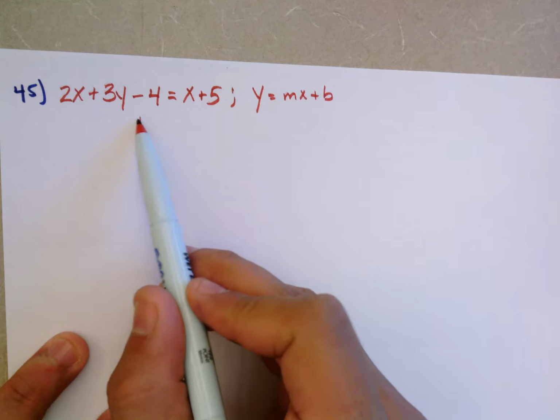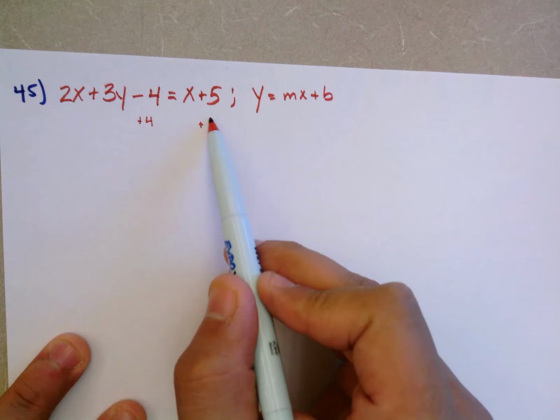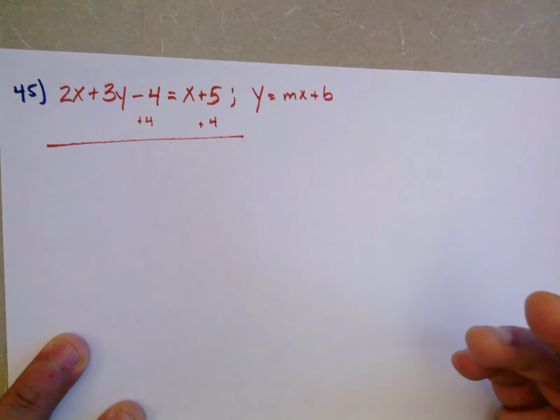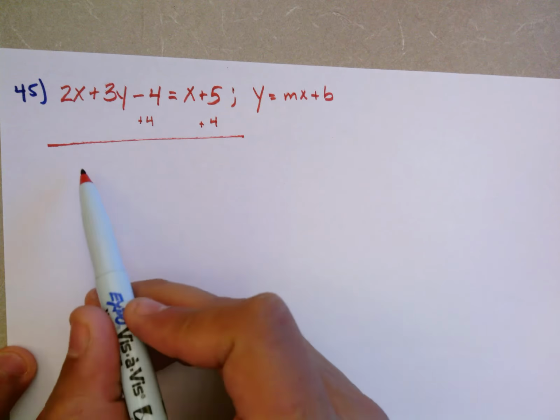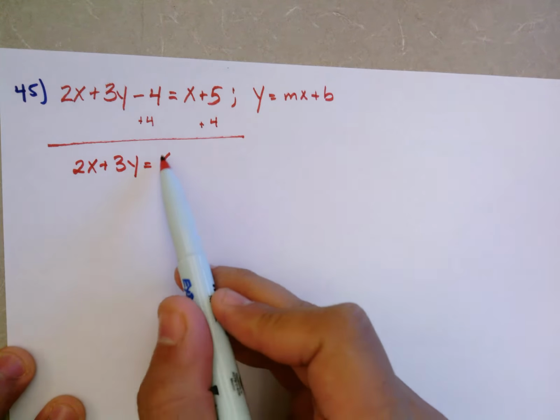I'll go ahead and I'll start by adding 4. Now you could also subtract 2x first if you'd like. It doesn't matter the order, as long as you move the x terms and the constants to the right side and leave the y by itself on the left-hand side. So I'll be left with 2x plus 3y equals x plus 9.